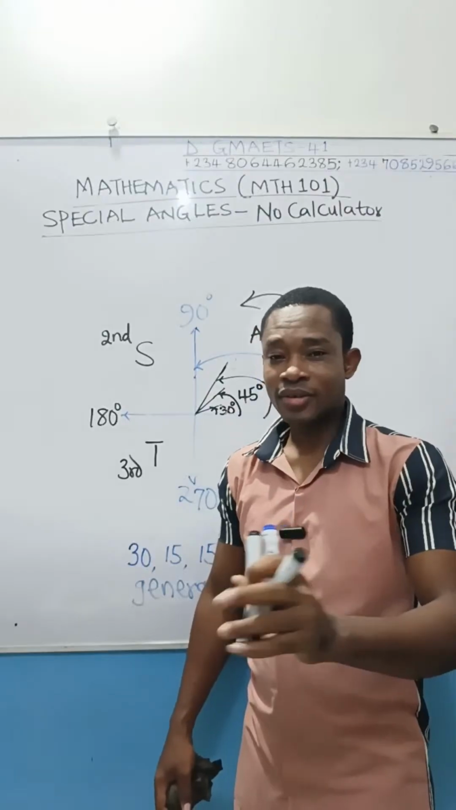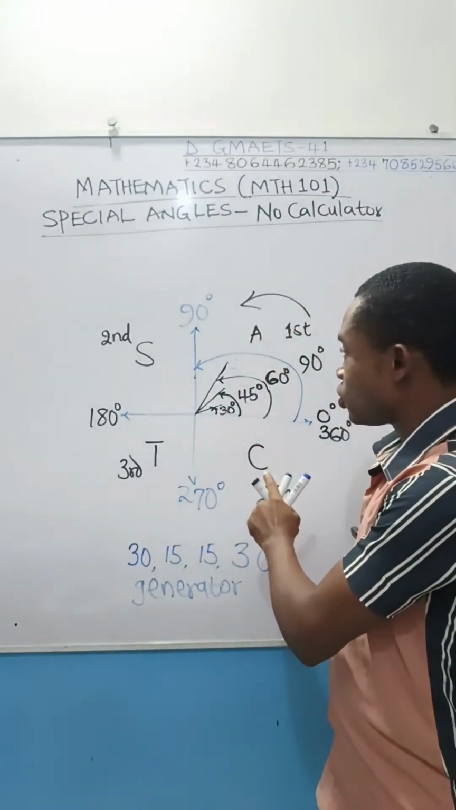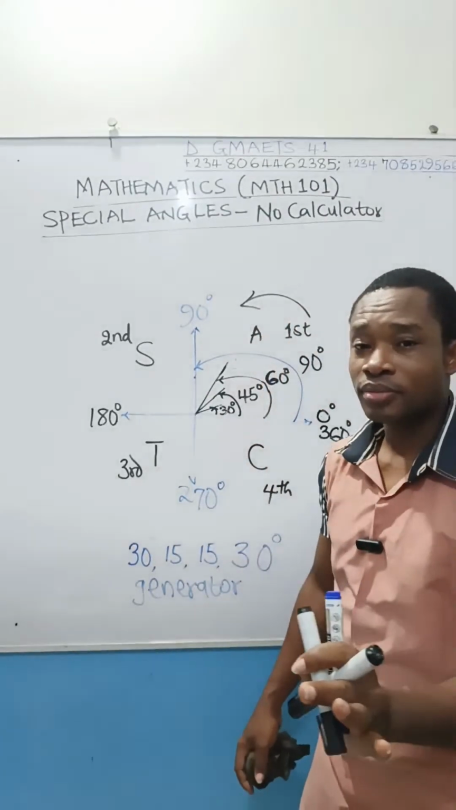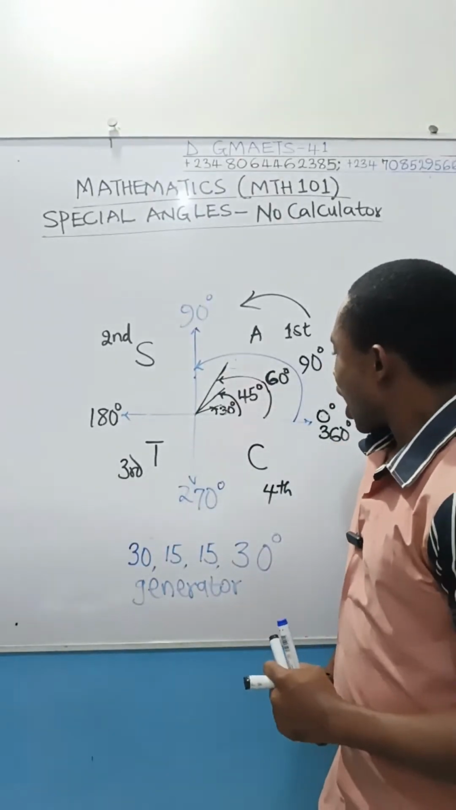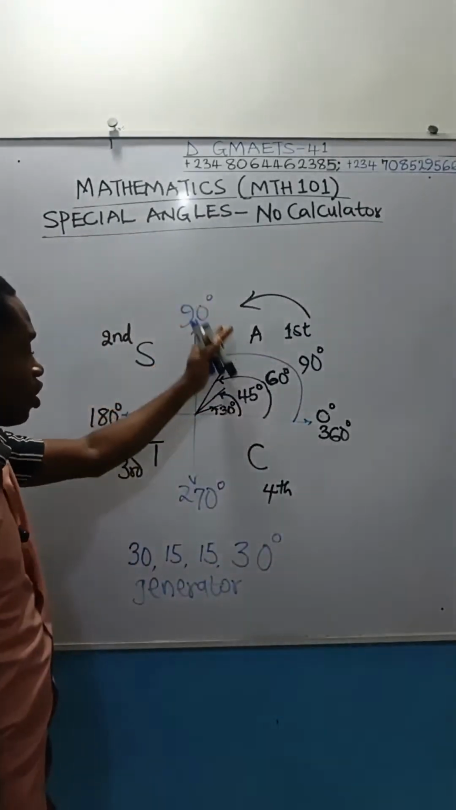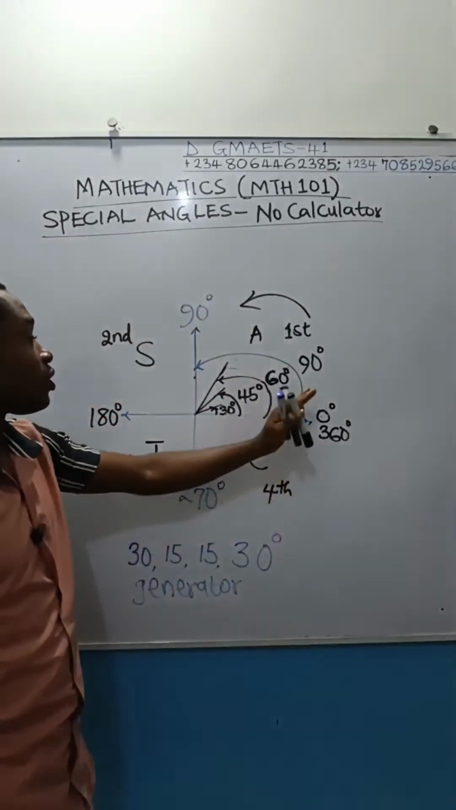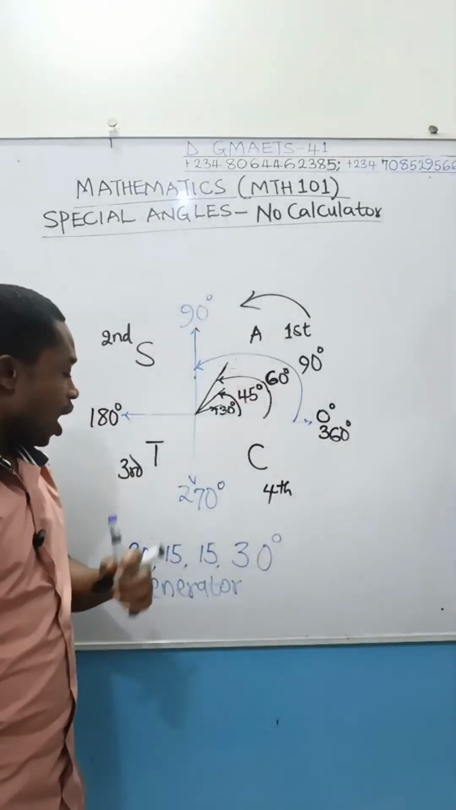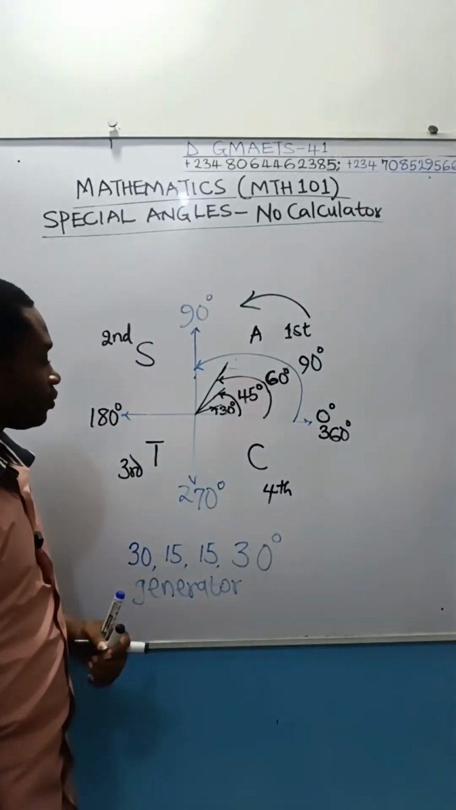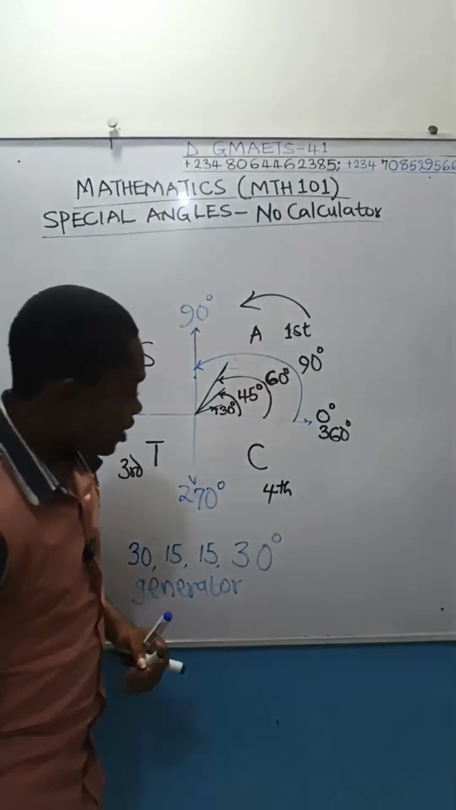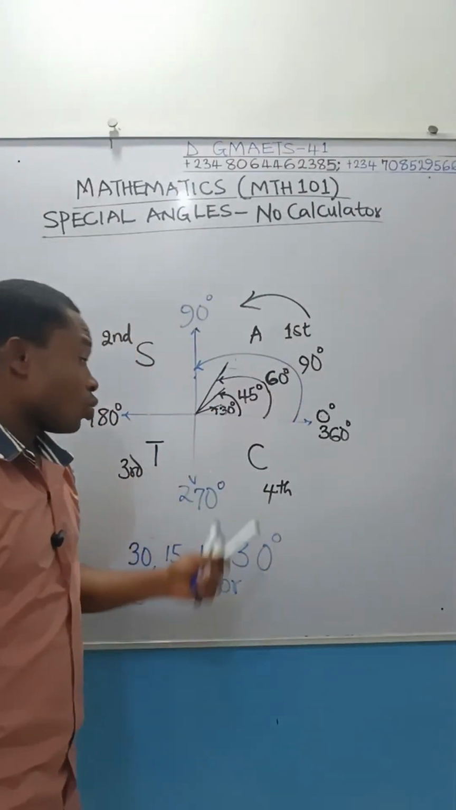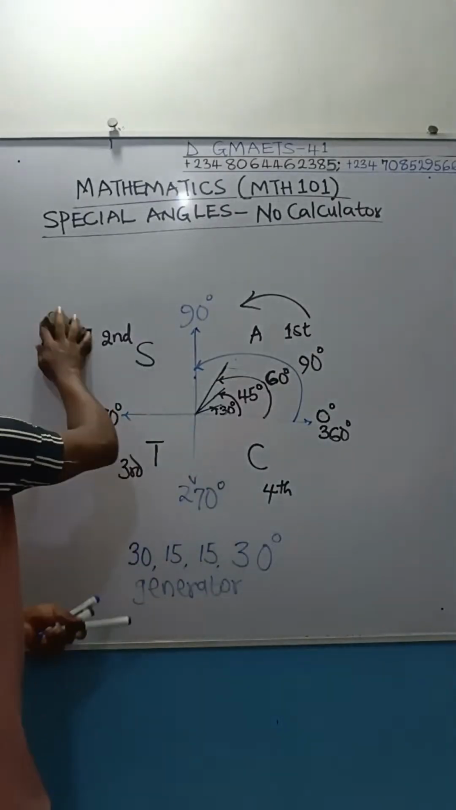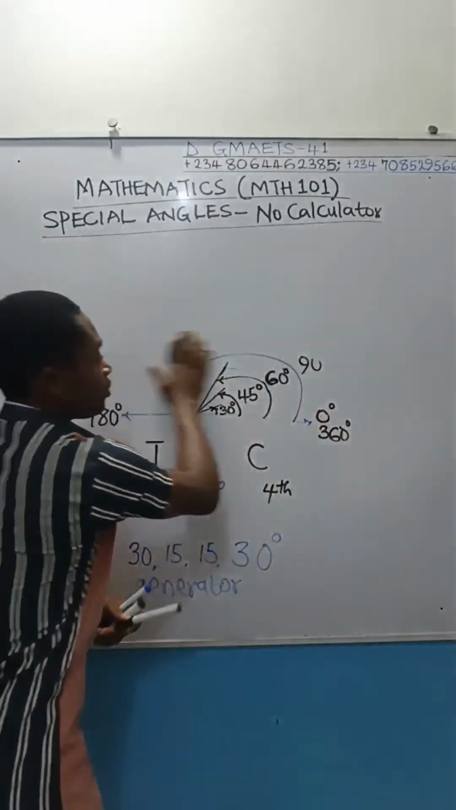Like I said, get to know how to generate your special angles. And I want to give you this finally. How do you get to find out the values of these angles from 0 to 90 degrees? How do you get to find them out? I'm going to manage a space here. Let me wipe this.